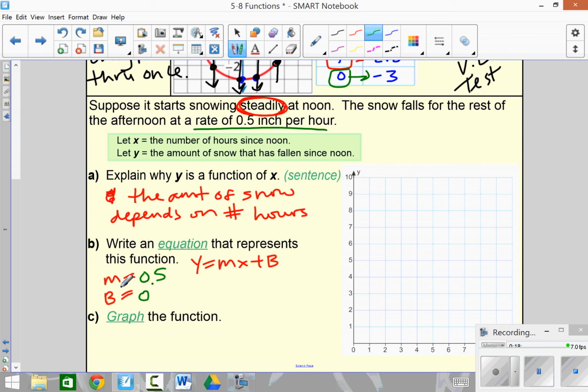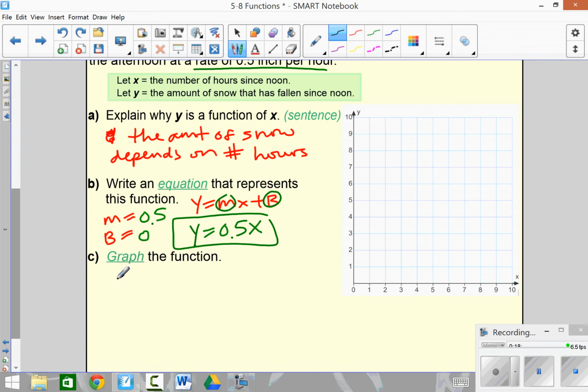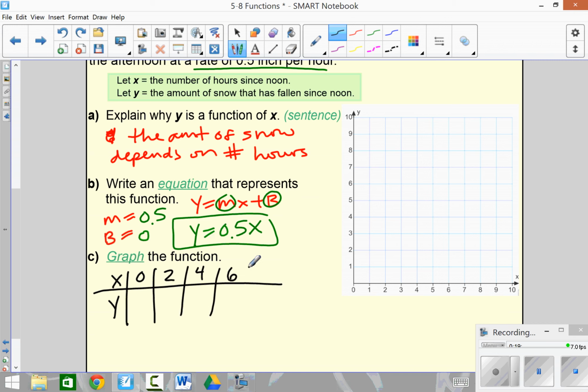So final equation, just put the m and b where the m and b are here. And our equation is y equals 0.5 times x. And the b is already 0, so we don't need it. So here's our equation. 1/2 inch for every hour is the amount of snow. Okay, looks like we're going to graph our equation here. And we need to make a table in order to graph our equation. So let's go ahead and make an input-output table. Input-output. Remember, x is the number of hours since noon. So let's do 0. Because we're going by halves, let's go by 2's here. 0, 2, 4, 6, and 8.